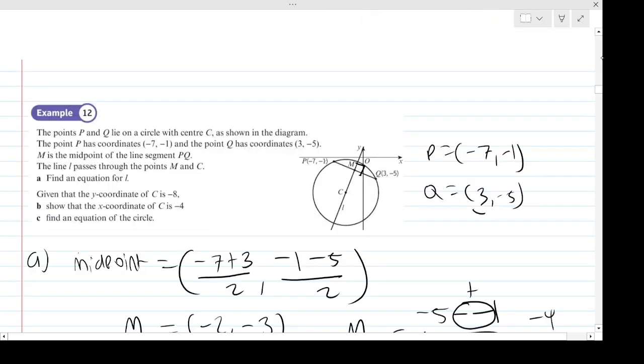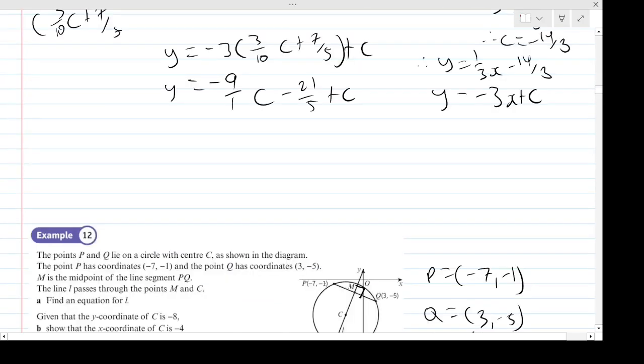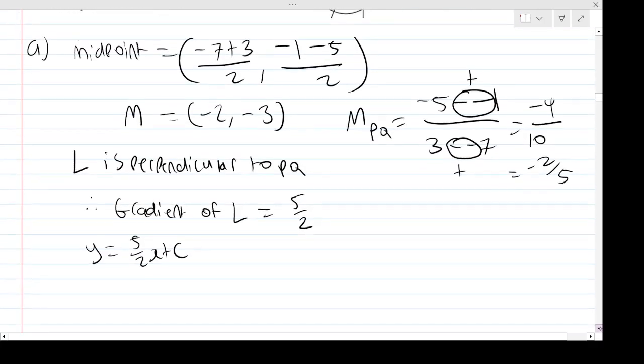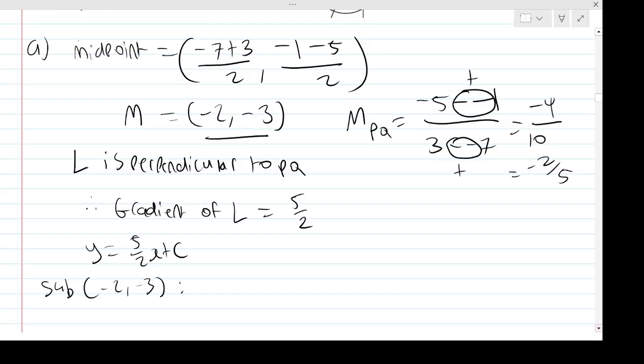Then we just need to find the c. So we need a point that we know on the line. Well, we know it's M, right? It passes through the midpoint. So I'm going to substitute the midpoint, which was -2, -3, into here. So y is minus 3, and then 5 over 2x, where x is minus 2, plus c, therefore I can solve this for c.